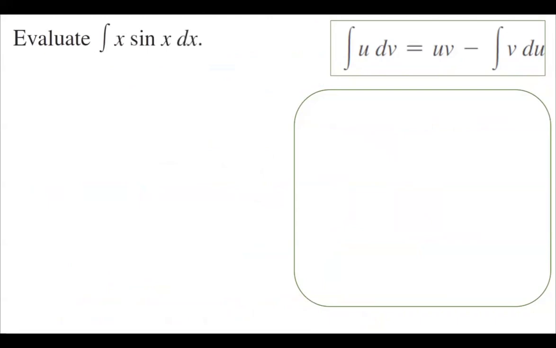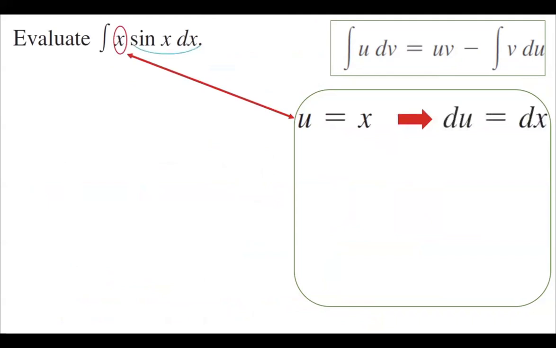Consider the following: the integral of x sine x. The previous one was x e to the x, so we took u to be x. Well, let's see. If I take u equals x, then du is equal to dx. If I take dv to be sine x dx, then the integral is easy to calculate.